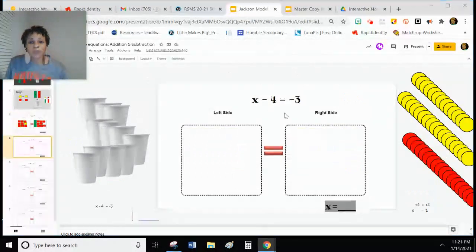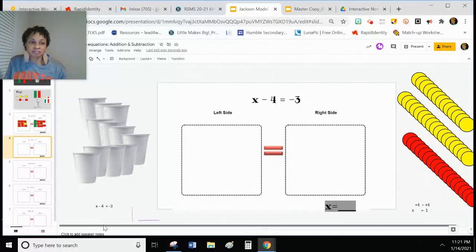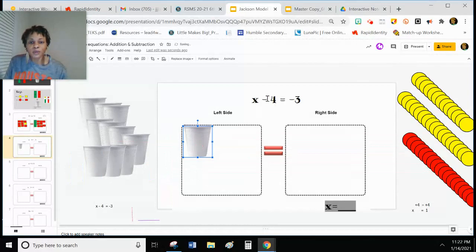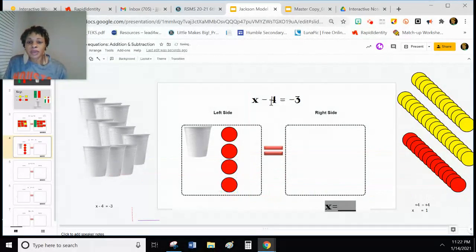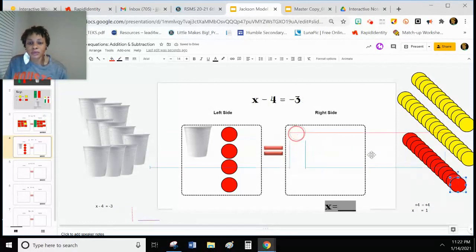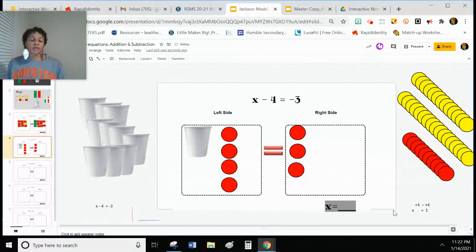So here we have X minus 4 equals negative 3. This time we're going to use cups and counters, and that's always fun just because it's something different, right? For X, we're going to represent it with a cup. For negative 4, grab 4 red counters. And on the other side, we have negative 3, so I'm going to do 3 red counters.